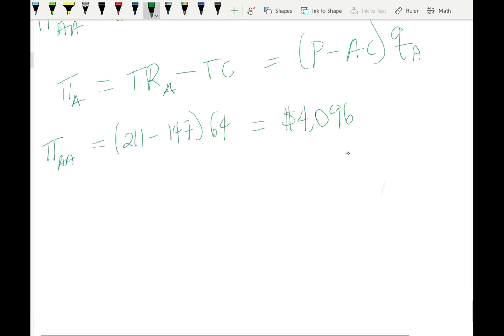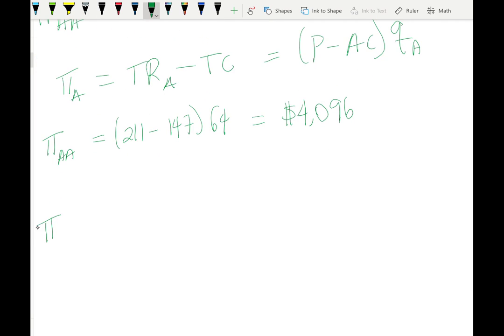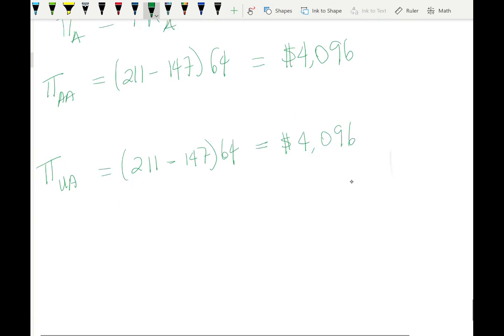$4,096. Again, because of symmetry, this will also be the case for United. Symmetry means same cost function, same demand function. Their market price is 211 as well. They also have that cost of 147 and they're also selling 64 units. So their profit is also $4,096.